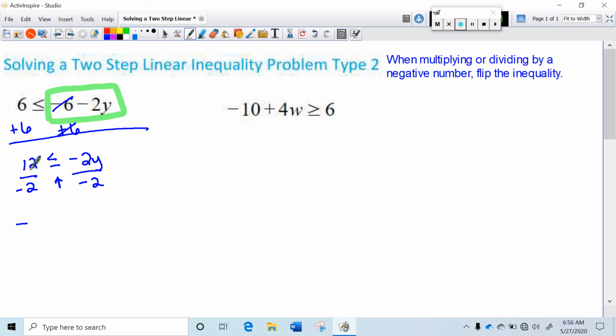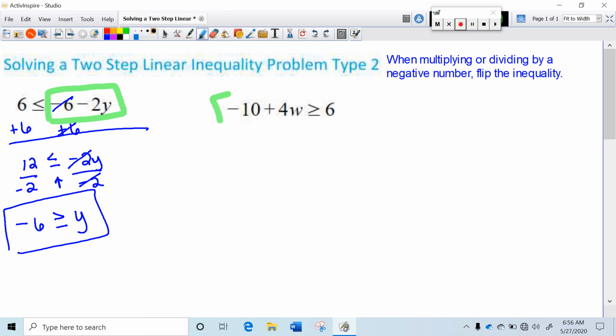So that stays negative. 12 divided by 2 is 6. Because I divided by a negative number, I'm going to change it to greater than or equal. And then top cancels with bottom if it's the exact same thing. That's why we have to have a negative on the bottom as well, or the negative wouldn't have canceled. So, y, and we are finished.